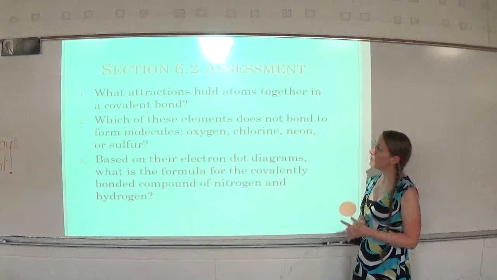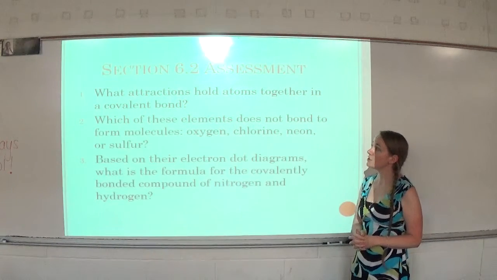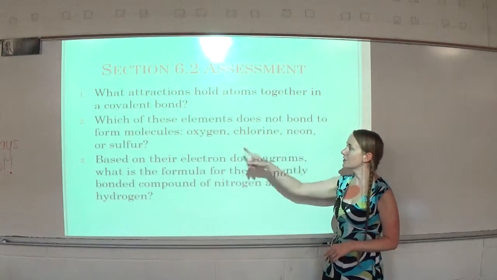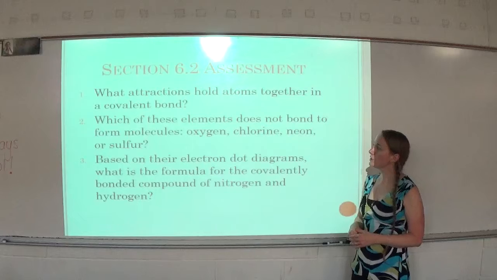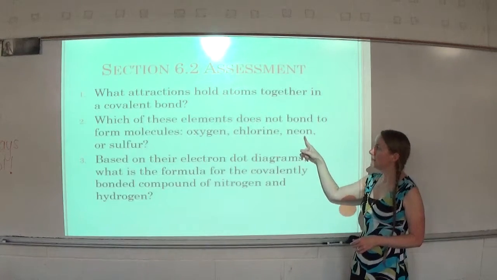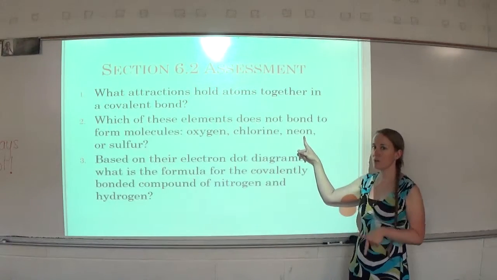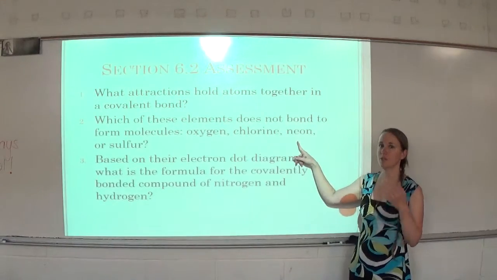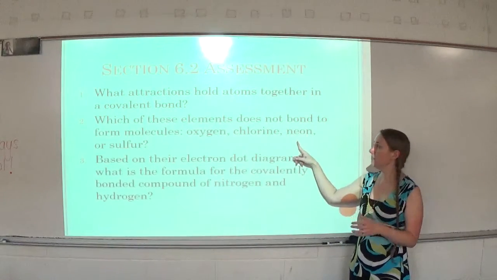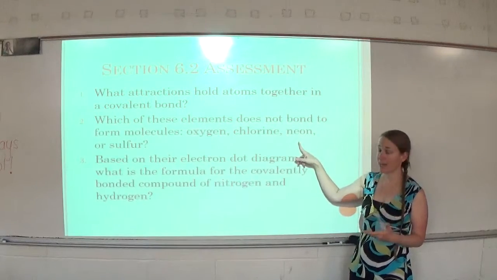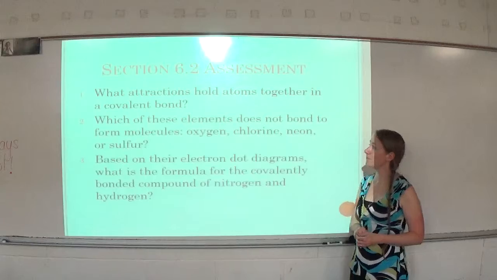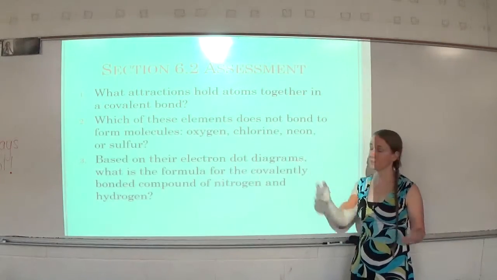Number 2, which of these elements does not bond to form molecules? We have oxygen, chlorine, neon, and sulfur. If you look, neon is a noble gas. It's in group 18. What do we know about group 18? They have a full valence electron shell. If they're full, they don't want to react. So neon would be the one that would not bond to form molecules because it's already full. It doesn't want to share.